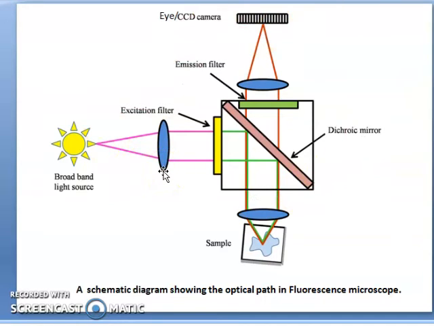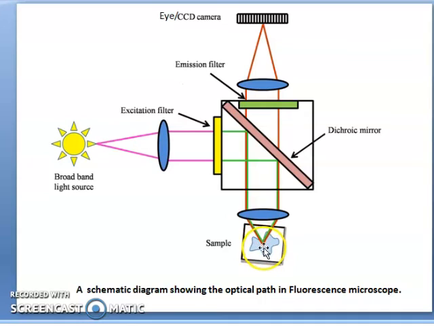So this is all about the ray diagram of fluorescence microscopy. Just a quick recap of what is happening. Here a light source is placed from where light is emitted, and this light is passed through the excitation filter, which blocks all other light. Only a particular wavelength of light will be allowed to pass through it, and that will be reflected by the dichroic mirror towards the objective lens, and from the objective lens it will fall onto the sample.